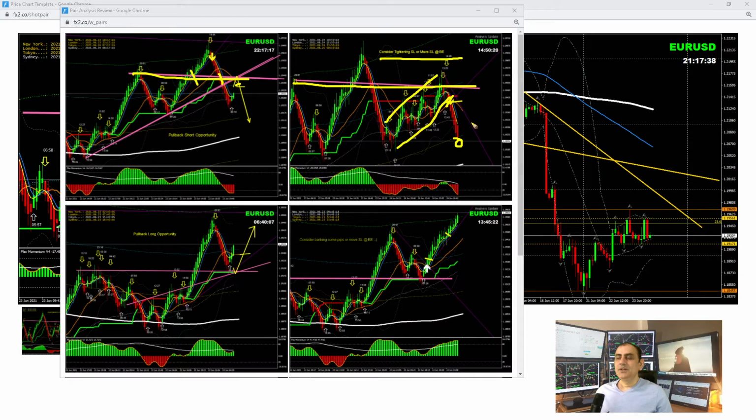It's time to move your stop loss to break even or consider banking some pips. And most of the traders are still holding short. Good luck, and I'll see you tomorrow, guys, to see how they did.